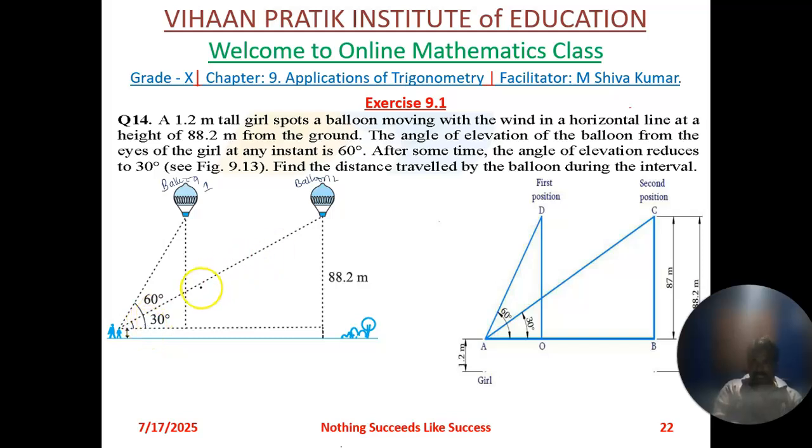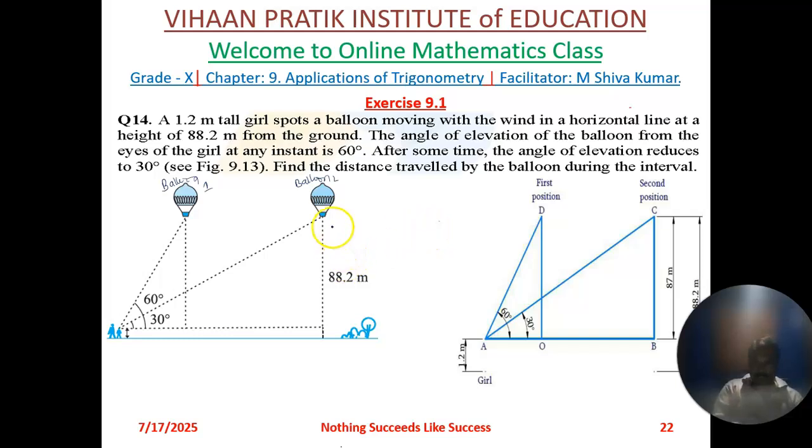We know that as the angle of elevation is more, the distance is less. But as the angle of elevation reduces, the distance increases. So here we can say that the angle of elevation is inversely proportional to the distance.